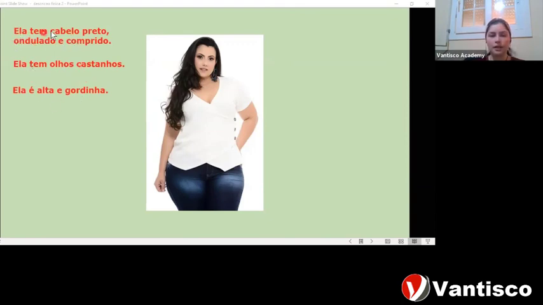Again, can you repeat after me? Ela tem cabelo preto, ondulado e comprido. Ela tem olhos castanhos. Ela é alta e gordinha. I could also say, ela é alta e fofinha, chubby, fofinha, remember? Ela é alta e fofinha.